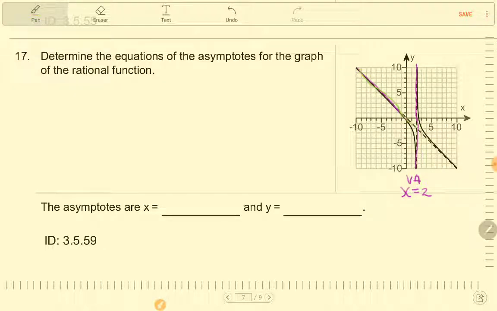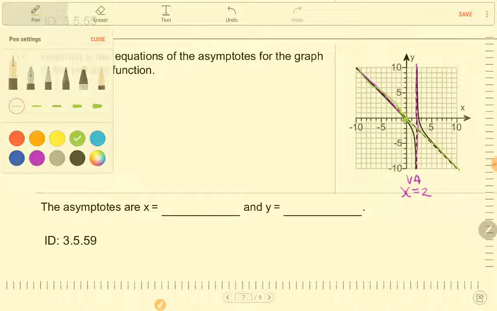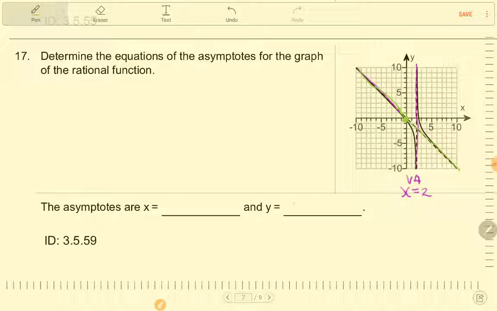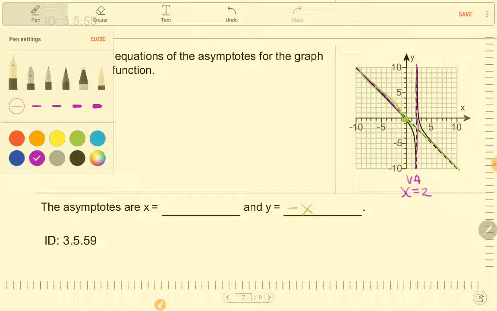Okay, so we're looking at this slanted line, which has, looks like the y-intercept is 0, and the slope is down 1 over 1, looks like a -1. So I'm going to say that the oblique asymptote is at -x plus 0, and we don't write the 0. And then we have a vertical asymptote at x equals 2.